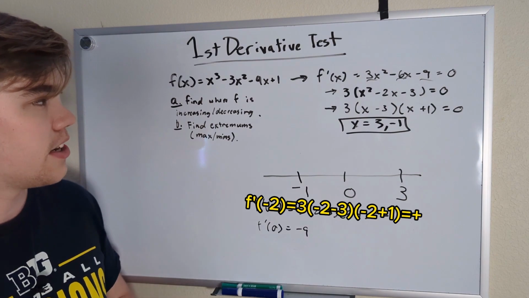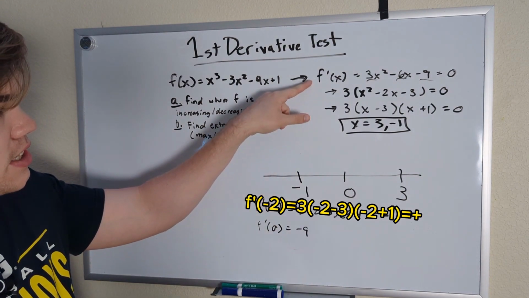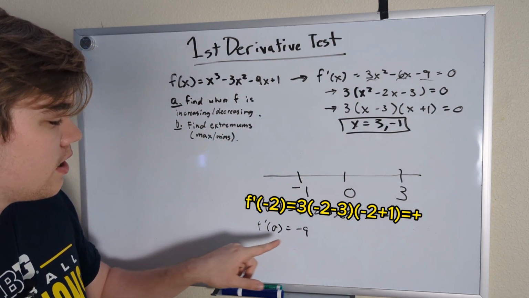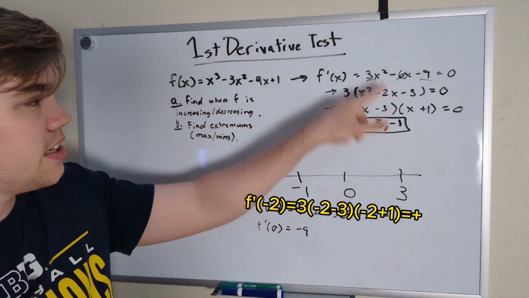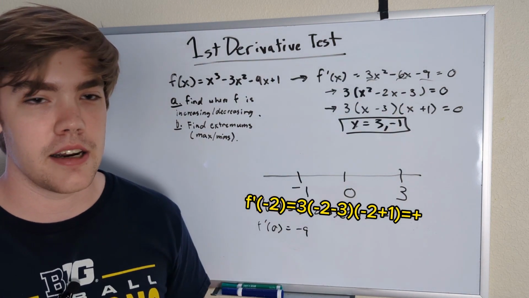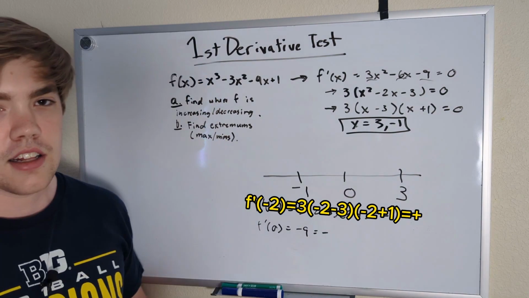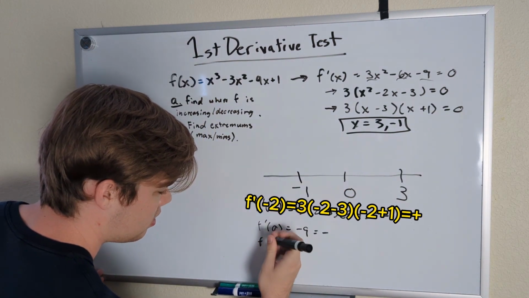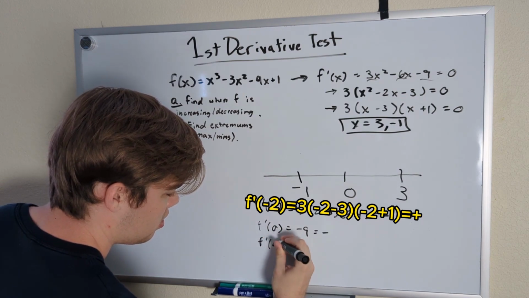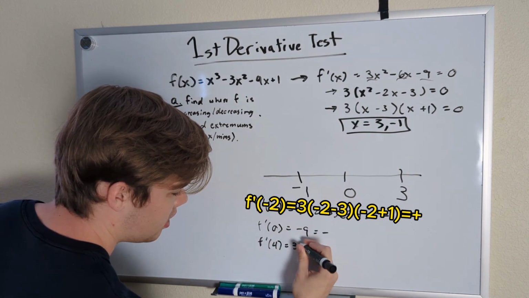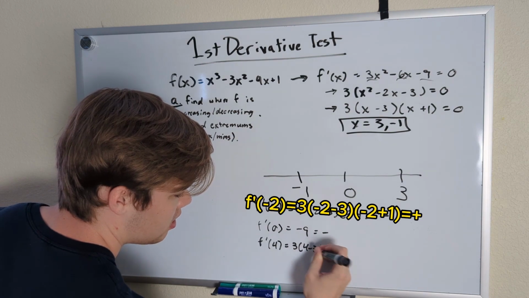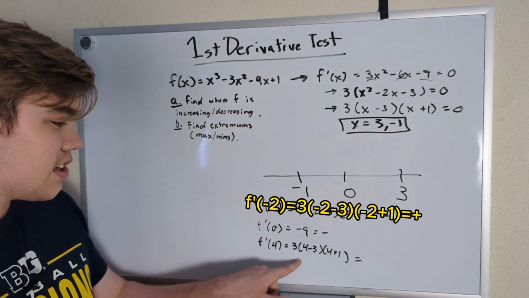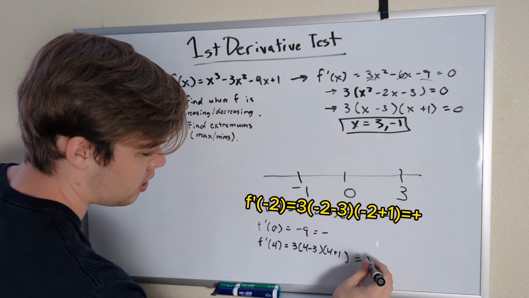Now the reason I know it's equal to -9 is because since this function and this function are the same, if we were to plug in 0 into our original function, these two would cancel out and we just get -9. Of course, this is a negative value. Now let's plug in a number that's slightly higher than 3, say f prime of 4. This is equal to 3 times (4 minus 3) times (4 plus 1). And since all of these are positive, this part of the function will also be positive.